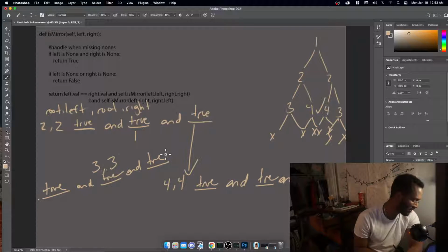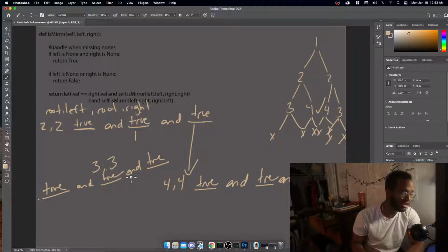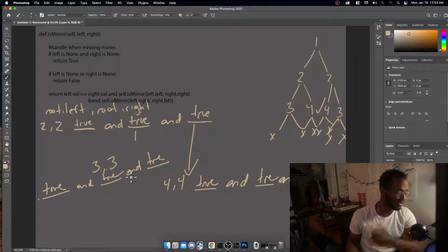Now the thing is, since it's and, what you get with each return is this long consecutive combination of ands. If any of these return false, then the whole thing is false, right? Because this is just a chain of and. You can imagine each level we just add like 3 or 4 chains onto the and. If any of these are false, right, then the tree is not symmetrical, right?